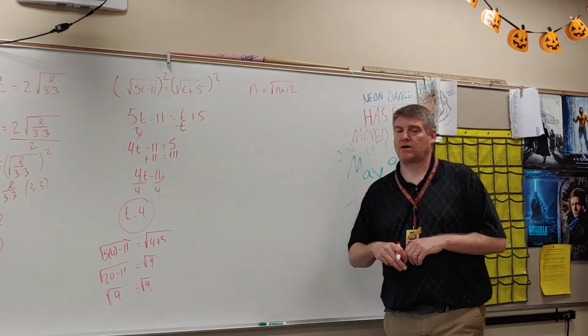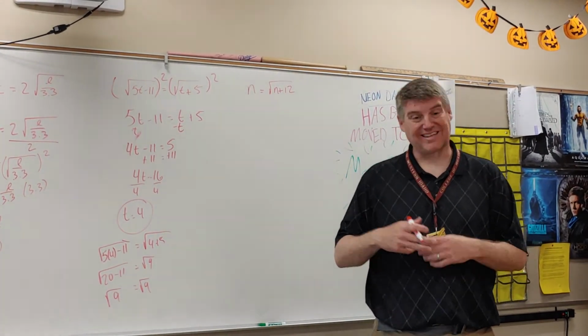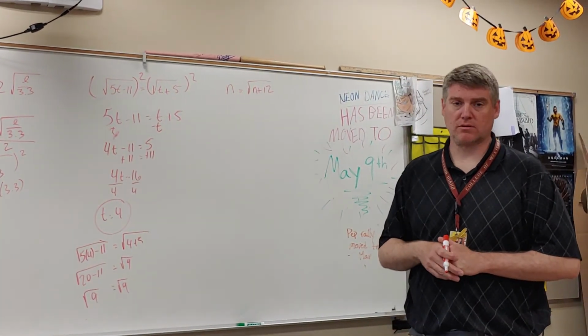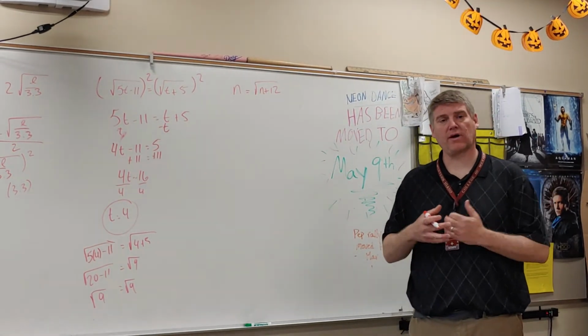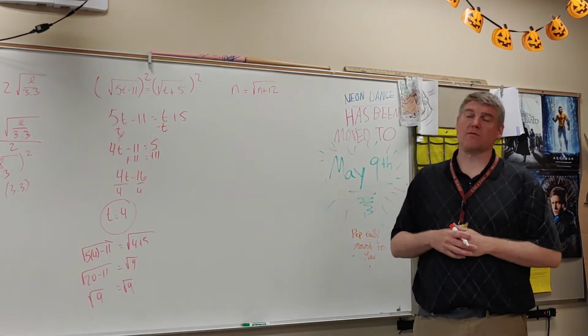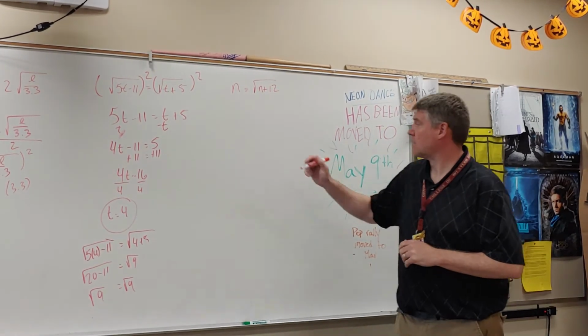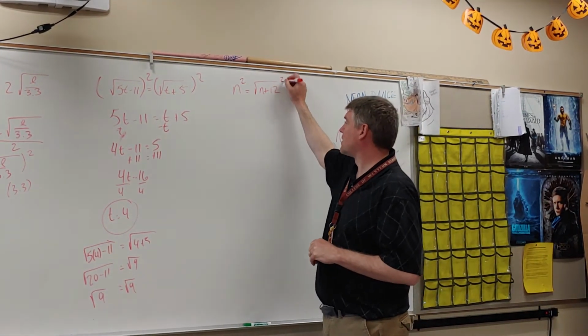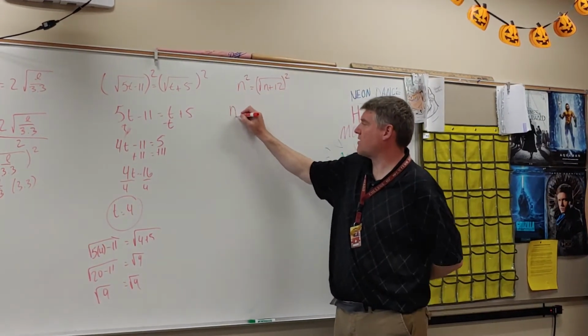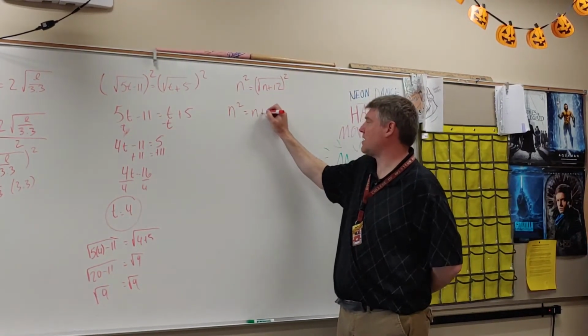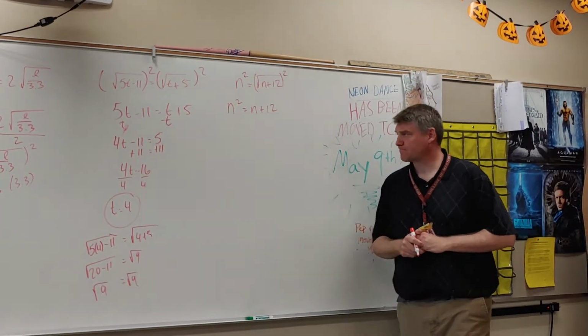Now we have a problem here where I have a variable that's not inside my square root. So I have some items that aren't inside my square root. So I'm going to go ahead and square both sides here. I've already isolated my radical, and so now I have n squared equals n plus 12.